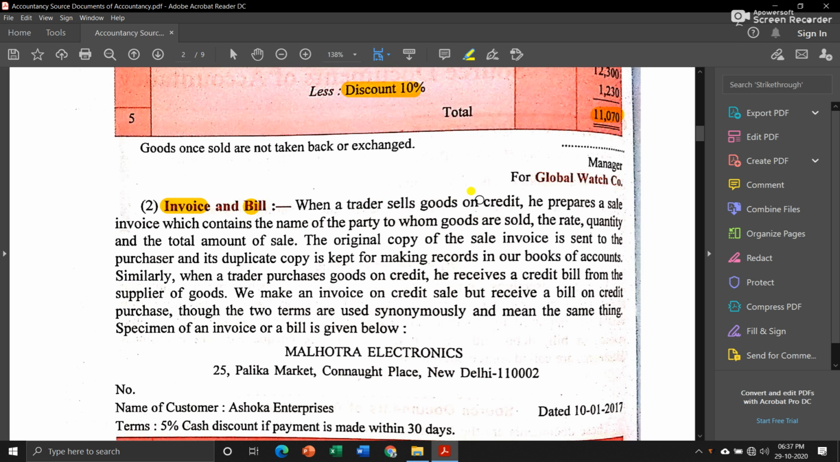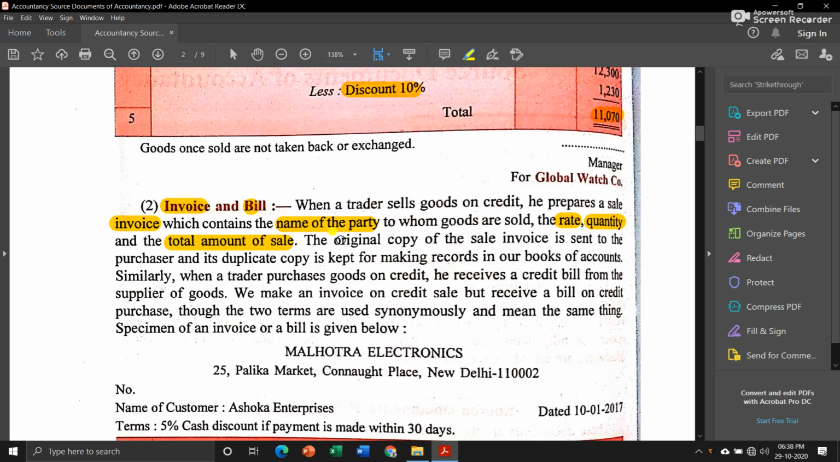When a trader sells goods on credit, he prepares a sale invoice. Now while selling goods on credit, imagine yourself as an owner of a business and you have sold some goods on credit. Then in that case what you will do is that you will prepare an invoice, and in that invoice you will mention the name of the party to whom you have sold goods, the rate means price per unit, then how much quantity of that item you have sold, and what is the total amount of sale will be mentioned.